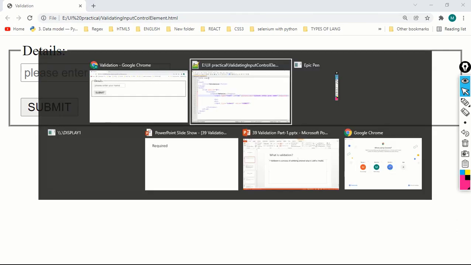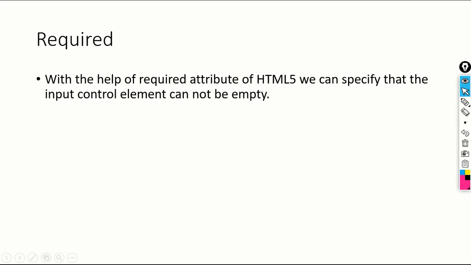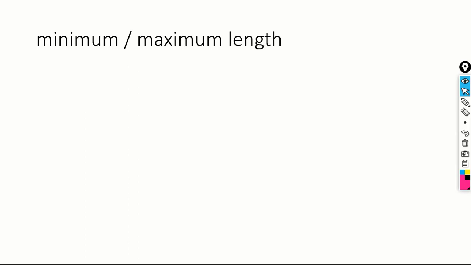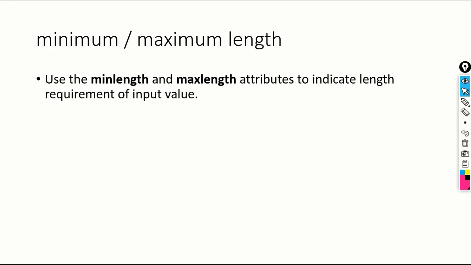Correct. So what is required? Required is a boolean attribute. With the help of the required attribute of HTML5 we can specify that the input control element cannot be empty. Now let's understand minimum and maximum length. Use the minlength and maxlength attributes to indicate the length requirement of the input value.